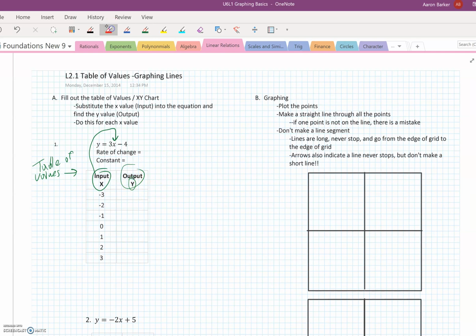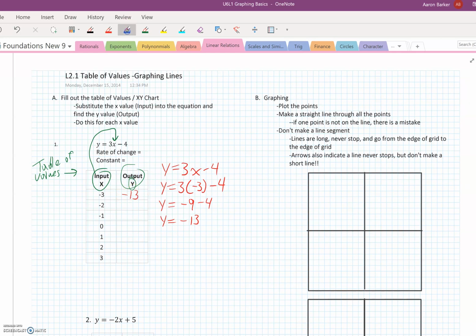So for the first one, we would take y equals 3x minus 4. We would then keep everything the same, but substitute in with brackets, must have brackety brackets, the negative 3 value. That way we know it's a multiplication, and then we have to do our subtraction. And so that equals negative 13. So that is our output, negative 13.